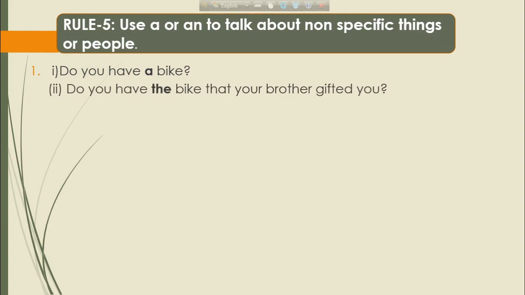When we say, do you have the bike that your brother gifted you? Here I mean some specific bike, the bike that your brother gifted you. So here we use the definite article the.